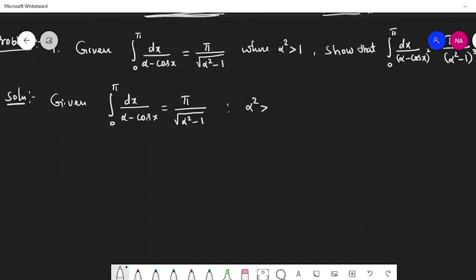This is what is given, and we need to prove this thing. Okay, let us keep that in mind. That is our target. Now we need to apply Leibniz rule. That means first we need to identify phi of alpha.